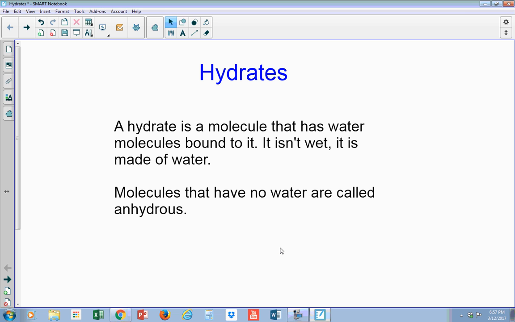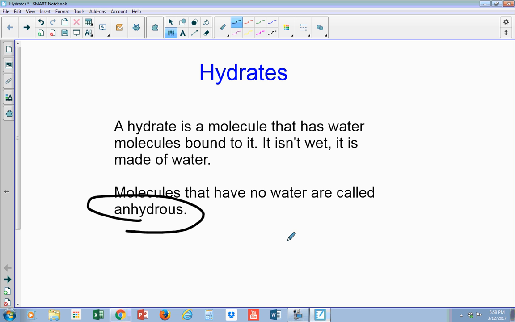Hydrates are a special type of molecule. They're molecules that actually have water bound to them. And I don't mean that they're wet molecules. I mean they actually have water that's physically, chemically bonded to them and part of the molecule itself. If they don't have water bonded to them, we tend to refer to them as anhydrous, but they can have multiple molecules of water bound to it, and that will change the formula.